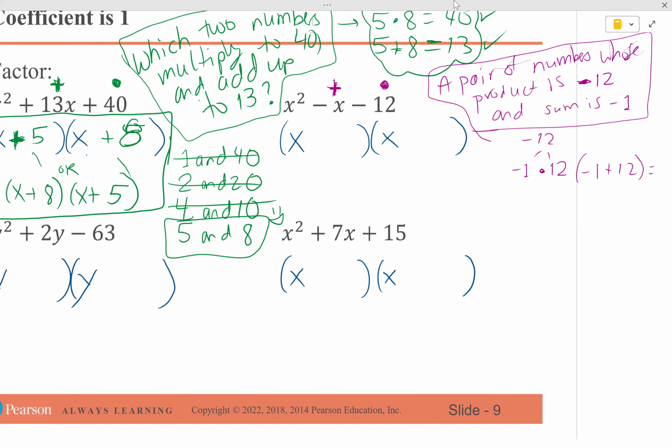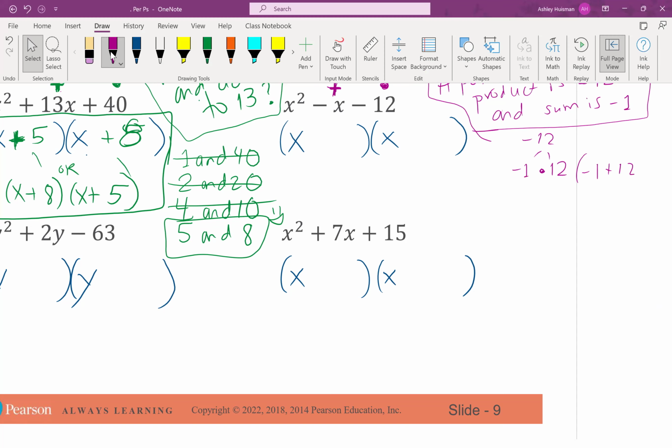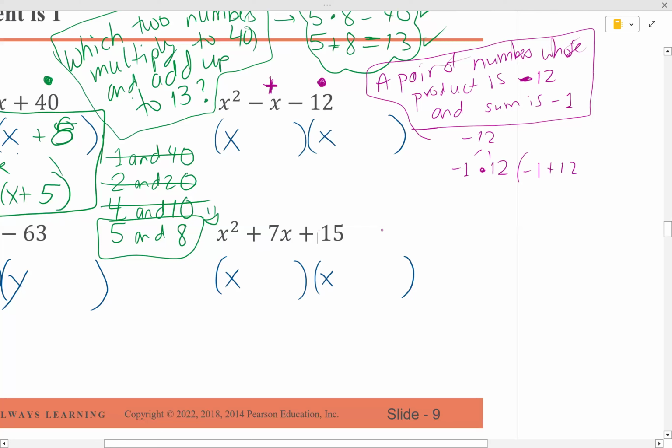Oh, why did I put in the parentheses there? -1 plus 12 is not what I want. They add up to 11. I don't want them to add up to 11. I want them to add up to -1. So that's not going to work. 11 does not equal -1.